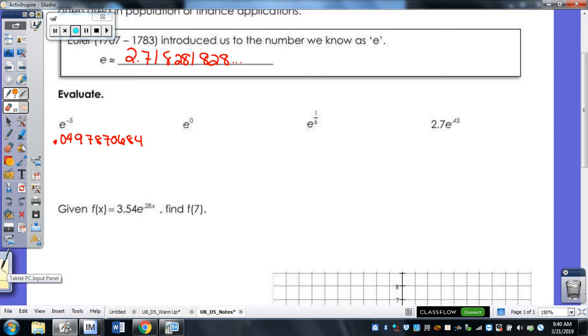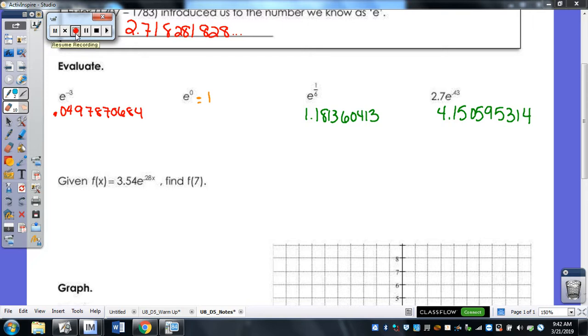So then e to the 0, do we really need a calculator for that though? Anything to the 0 is what? 1. So that one's just a 1. So let's have you practice using this e button. So go ahead, do the other ones. Type in there e to the 1/6 and copy down your decimal. And then e to the 0.43. Type those in your calculator, practice the button, write your decimal down.